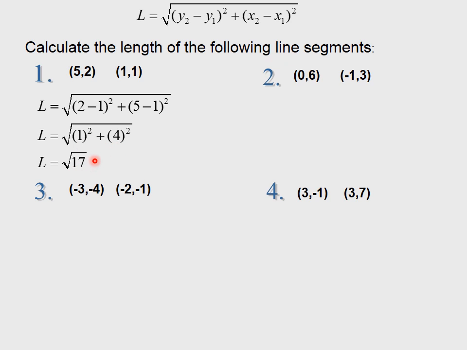It's more accurate than writing out a long decimal because square root 17 is not a nice whole number. So we leave our answer like that. Okay, let's try another one.